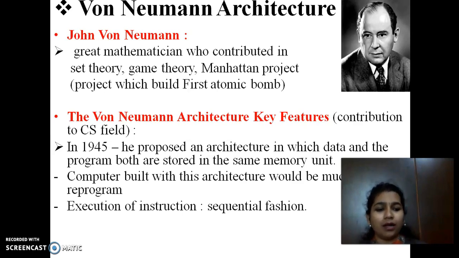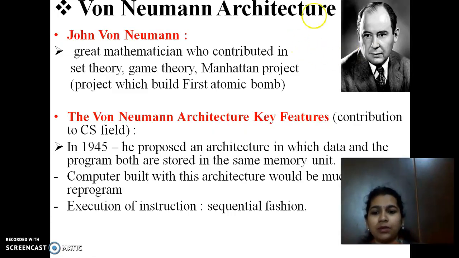Then you might wonder, what was his contribution to the computer science field? Or else we can say, what are the key features of the von Neumann architecture that he developed for computers? So basically in Colossus, if you remember, I had said that Colossus used to store data and programs in two separate memories.